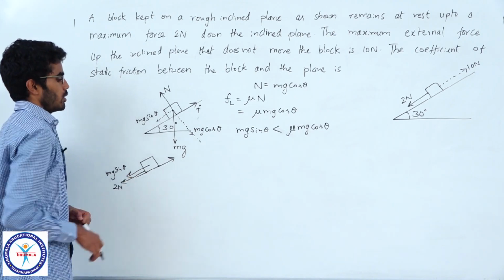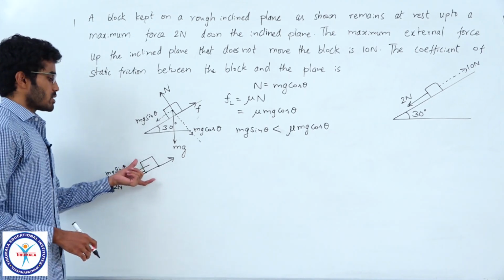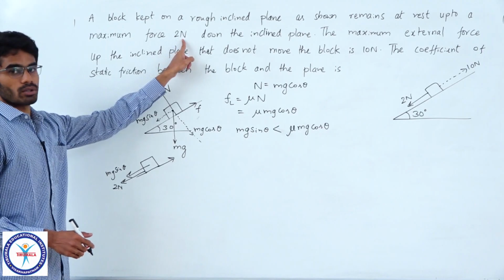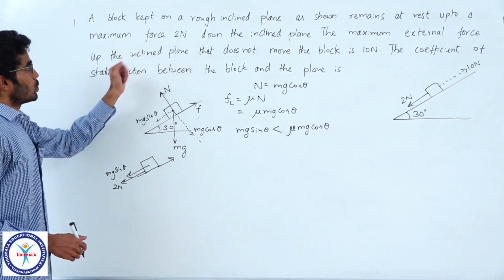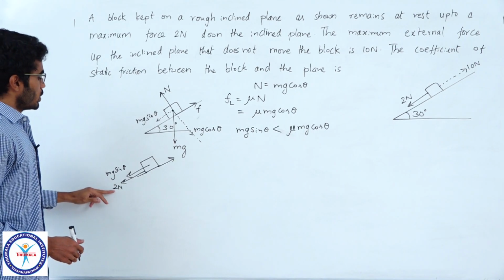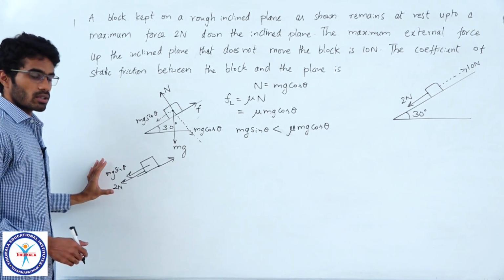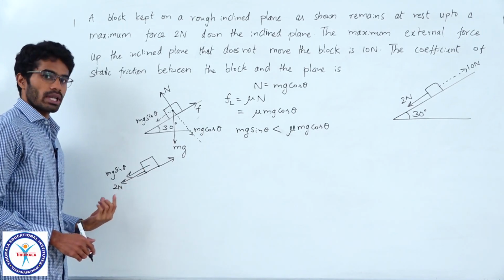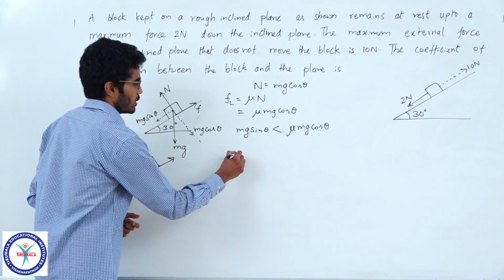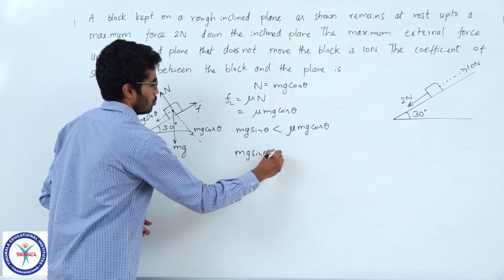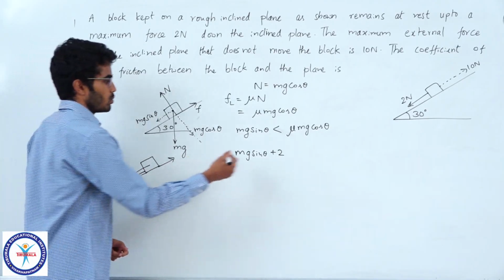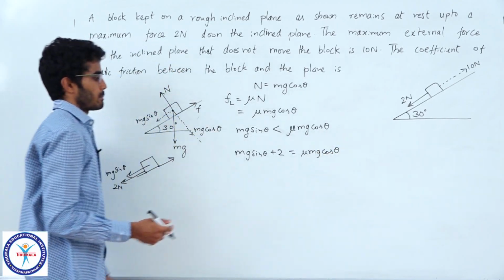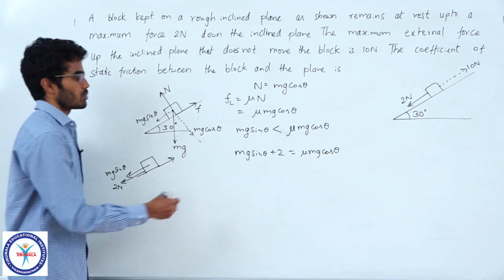Now, the friction acting at this surface is equal to the limiting friction. Now, what does he say? The maximum force is 2 newtons. So, 2 newtons plus mg sin theta is just sufficient to exceed the friction value. If it is more than 2 newtons, it will start to slide. So, what do you write here? Mg sin theta plus 2 newtons, now they are equal to the limiting friction. So, this is our equation 1.